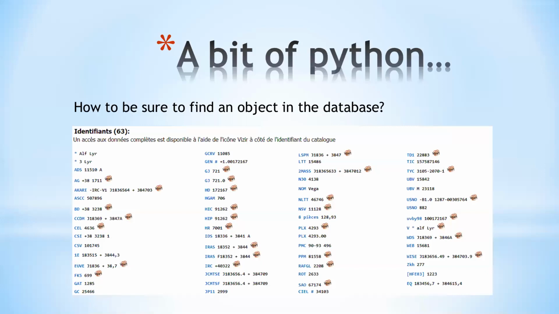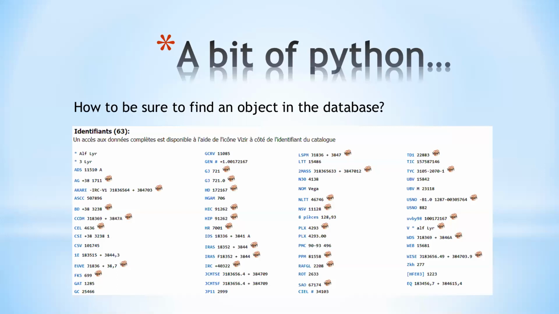Of course, I won't go into the code details. It doesn't present much interest in such a short time. Simply, I will take an example to illustrate it. The ease of solving problems with large Python libraries is one of its strengths. The problem is how to be sure to find an object in a database.